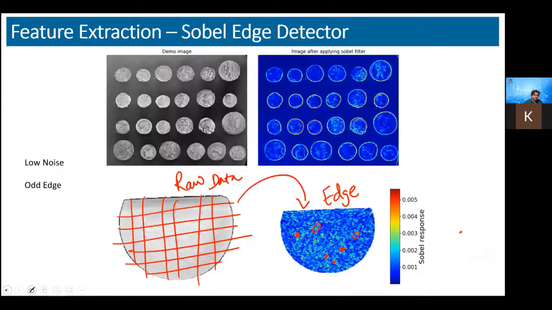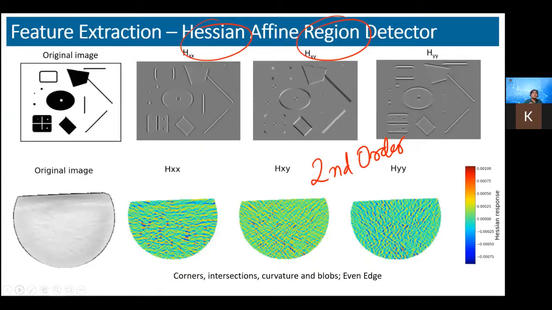Sobel edge detector was a first order derivative. It is looking at how the pixel changes for a small distance. That is Sobel. And Hessian is looking at the double derivative. Because it's a double derivative, it is very, very sensitive to noise. So if there is noise in your data, don't use Hessian because it's a second order derivative.